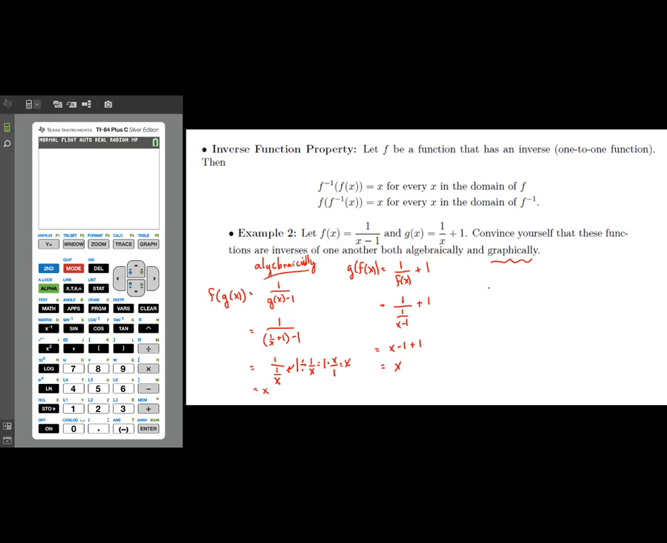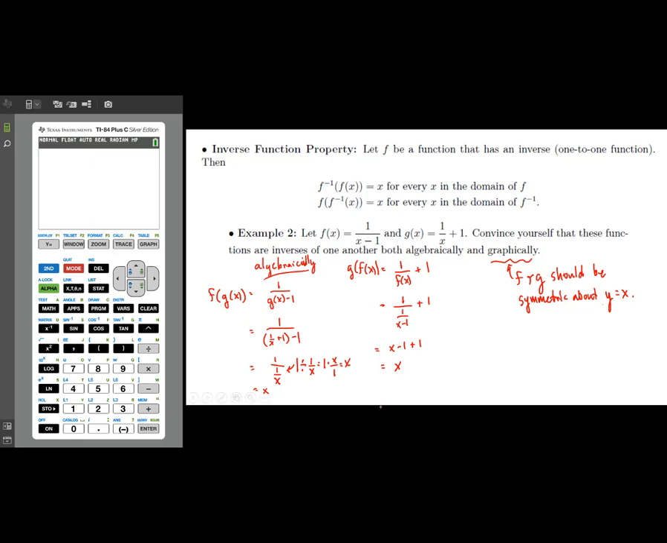Okay, but what about graphically? What's that all about? Okay, so this is using our observation that these two functions should be symmetric with each other about the line y equals x. So f and g should be symmetric. This is our observation from earlier, about y equals x.